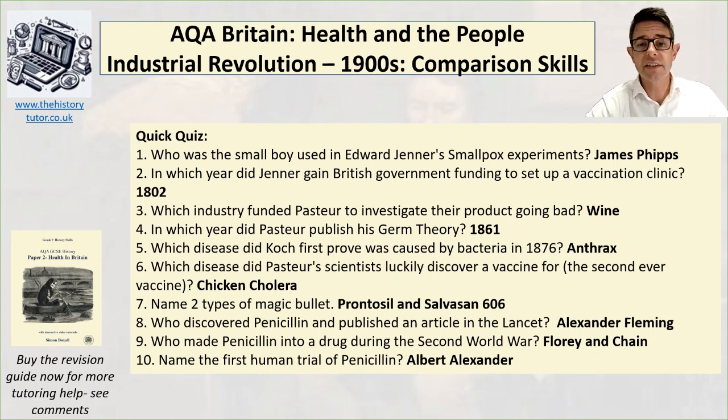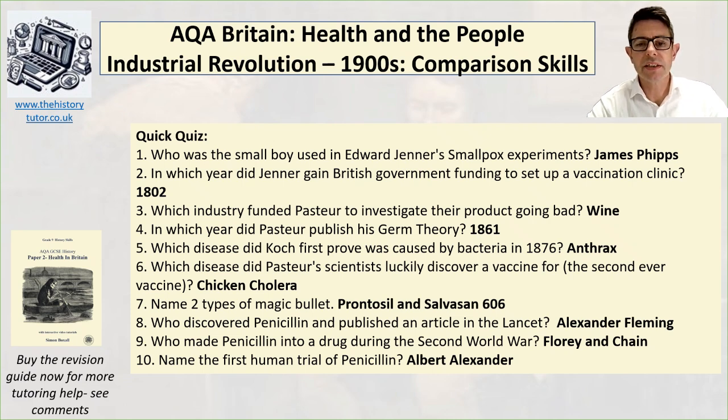Question number 6, which disease did Pasteur's scientists luckily discover a vaccine for? That was chicken cholera. His team had gone on holiday and left out some chicken cholera bacteria, and when they came back they thought, okay, well, let's give this a go and see what happens. They injected the chicken and lo and behold, it was inoculated, it was vaccinated against disease, and they realised that weakened forms of bacteria could prevent future infection.